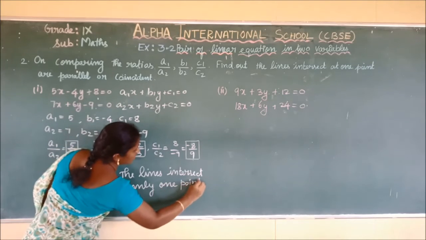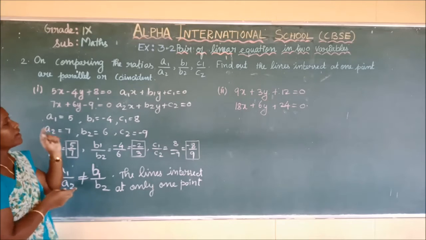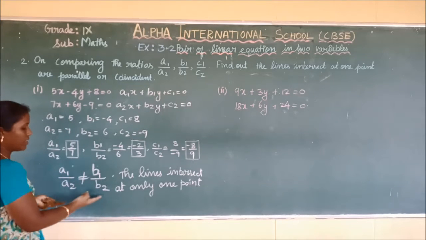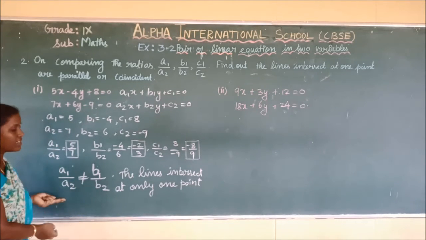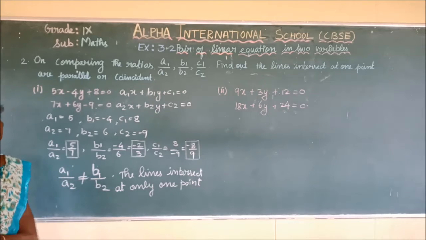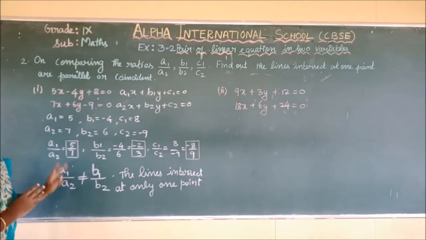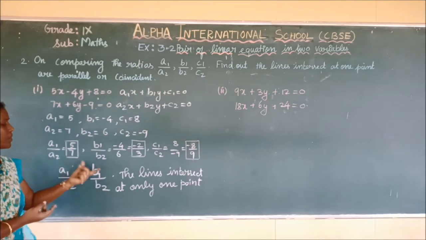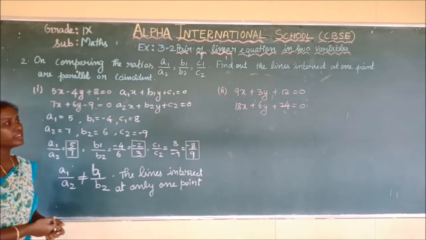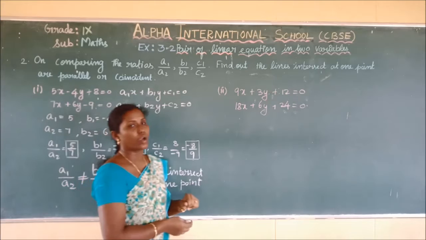They are asking whether the lines intersect at one point, are parallel, or are coincident. By the ratio we analyzed here from the result, the lines intersect at only one point. Like this only, we have to say by comparing the ratios. Yes, let us see the second subdivision now.